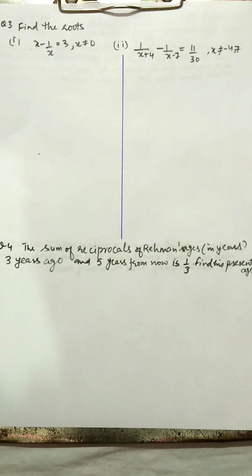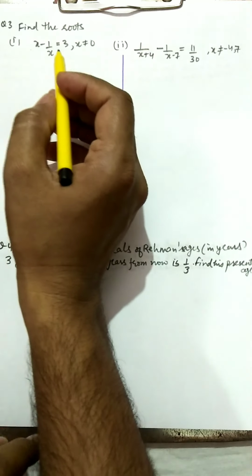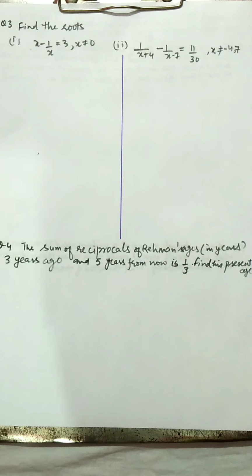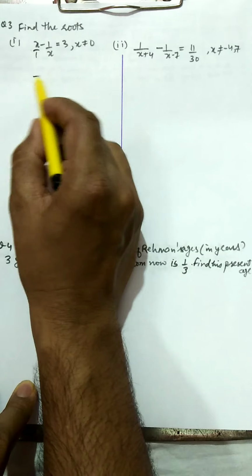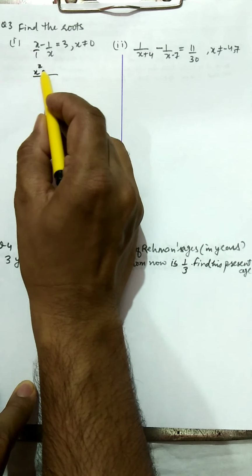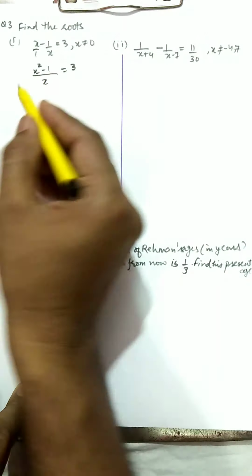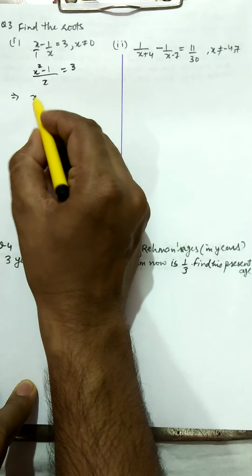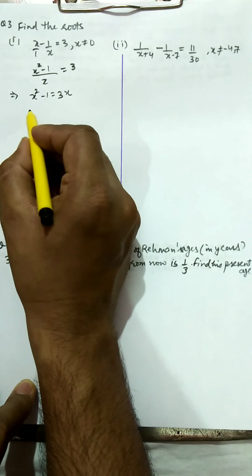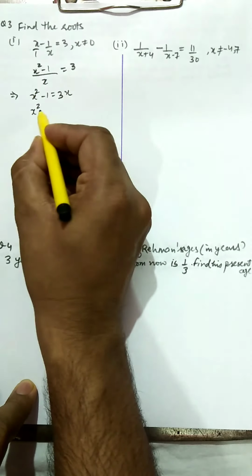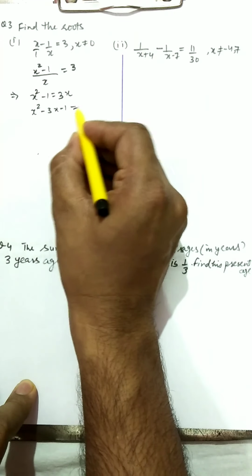Now we'll discuss question number 3. In that you have to find roots. So we are going to use the quadratic formula, but it is never compulsory to use the quadratic formula. If you find it easy, you can use it, or you can go to the splitting method also. So I take the LCM first. If you take the LCM, it will become x, and this will become x square minus 1 equal to 3. You do cross multiplication, so you are going to get x square minus 1 equal to 3x, which you can write again as x square minus 3x minus 1 equal to 0.